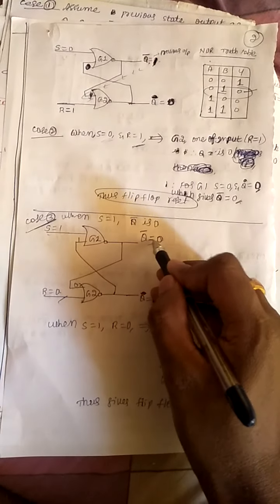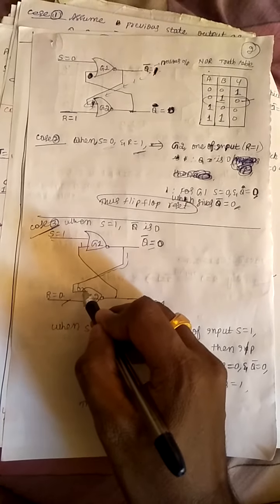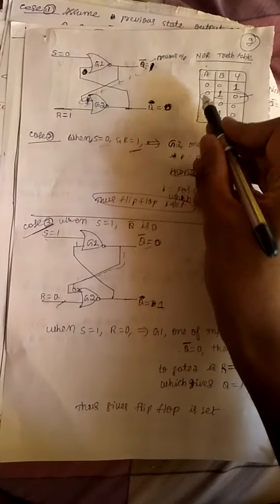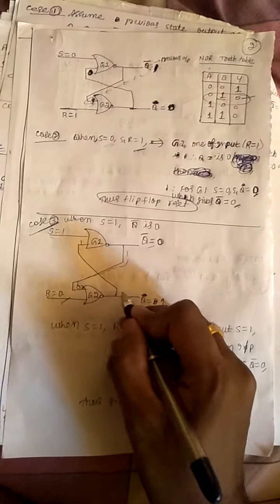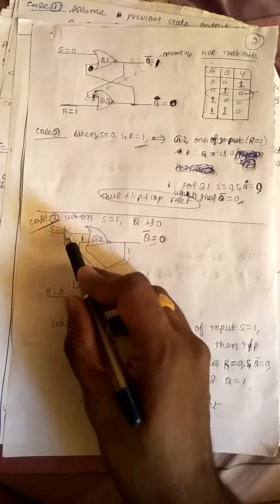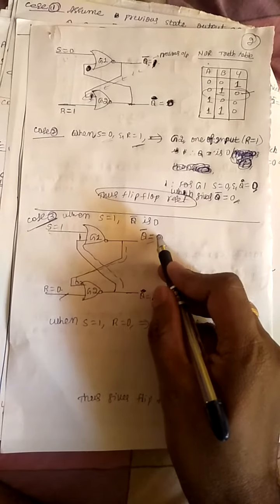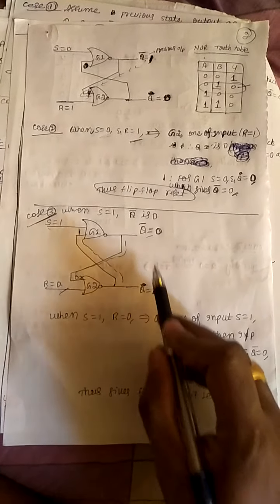Q bar is equal to 0, write it here. That 0 will appear here. 0 0 means 1, so you have to write 1 here. This 1 will appear here. So Q is 1, Q bar is 0. Q is 1 means it is set state. Your flip-flop is in set state.